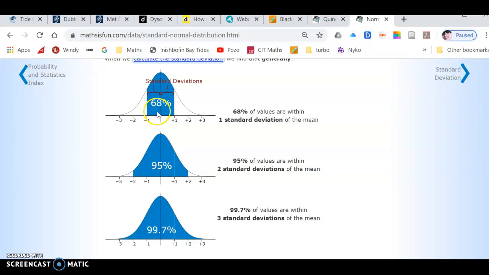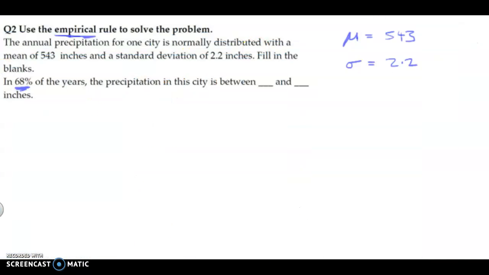So between the mean plus or minus 1 standard deviation, we get 68% of the values. There it is in black and white. 68% of the values are within 1 standard deviation of the mean. That's the one that applies to our question here. You see here 95% of values are within 2 standard deviations of the mean. So how does that work for our question? I'll just move this back out of the way.